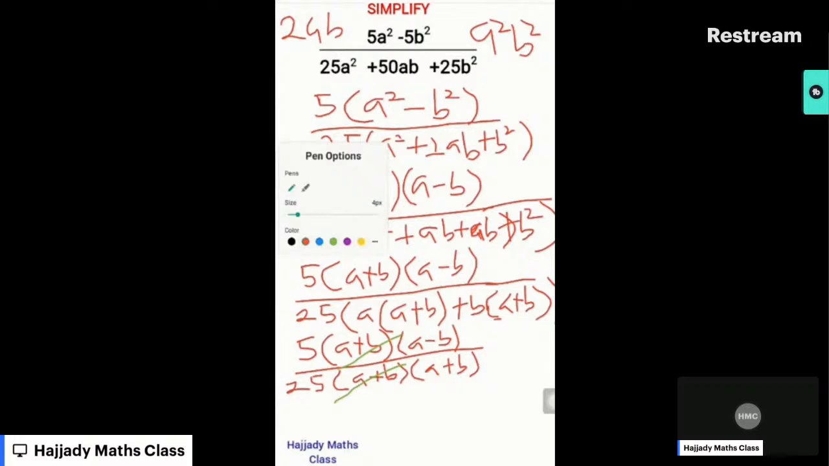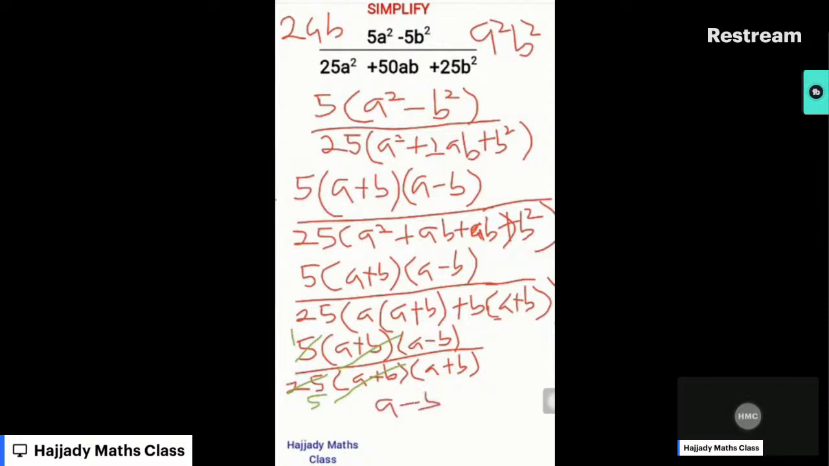Not just that, 5 here 1, 5 here 5. So finally, we'll be left with a minus b as our numerator. Now as the denominator, we have 5 into bracket a plus b. And this is our final answer.